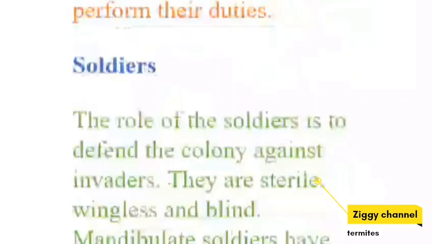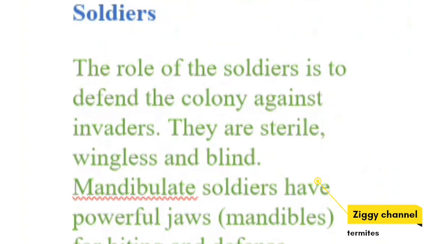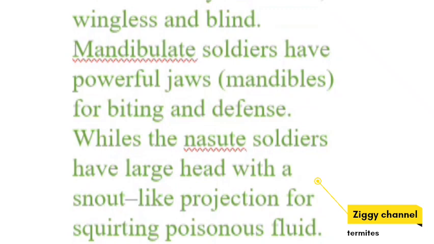Soldiers. The role of the soldiers is to defend the colony against invaders. They are sterile, wingless and blind. Mandibulate soldiers have powerful jaws, mandibles, for biting and defense, whilst the nasute soldiers have a large head with a snout-like projection for squirting poisonous fluid. The soldiers also use their large heads to block the entrance of tunnels in defense of the colony.